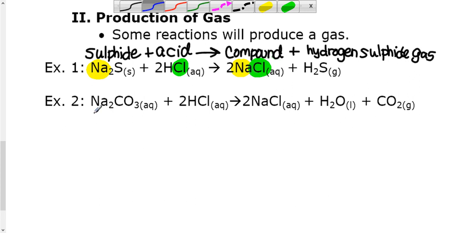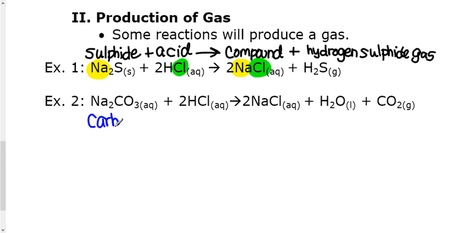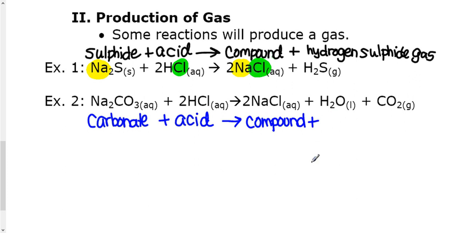Another one here is similar, but it's with a carbonate. A compound with a carbonate. So there's that carbonate ion. We're reacting it again with an acid. Same acid as in the previous example, but it could be any acid. We're going to do the same sort of thing. Make a compound. But now we're going to have two other products that decompose and form. One of them is always going to be water, H2O. And here the other gas is carbon dioxide.